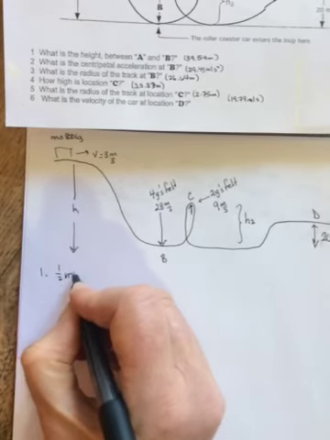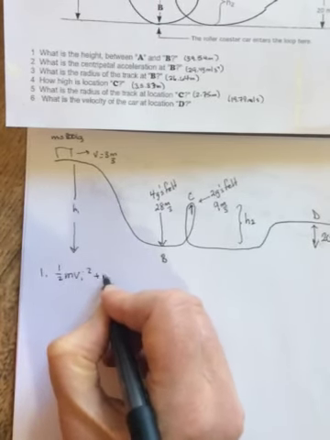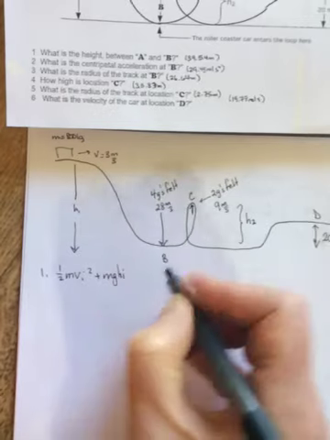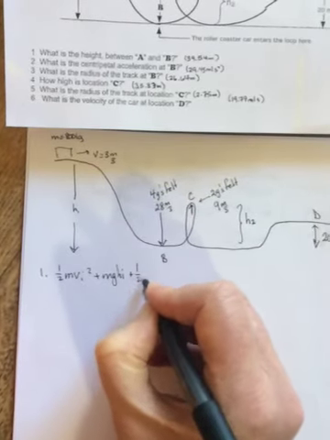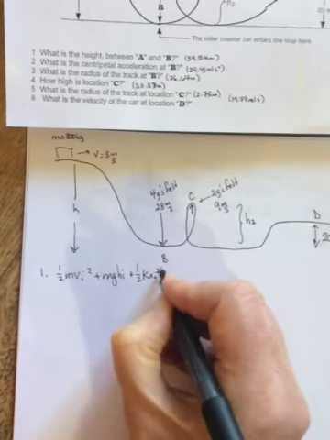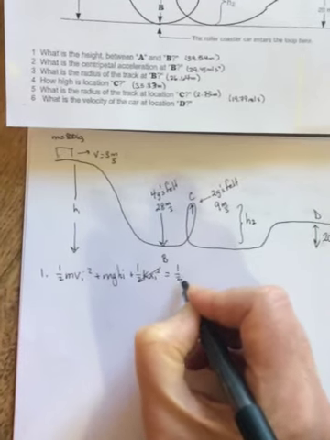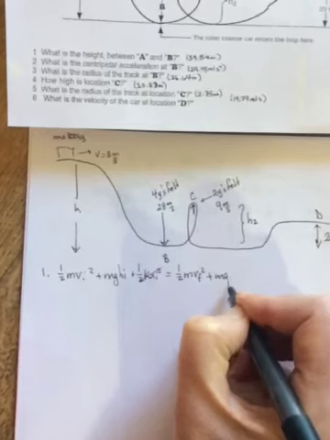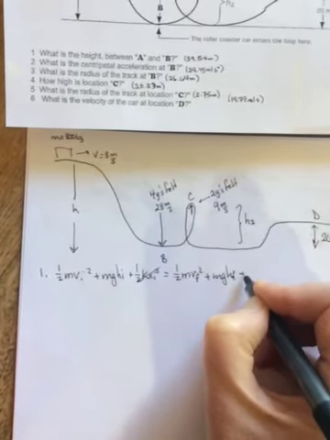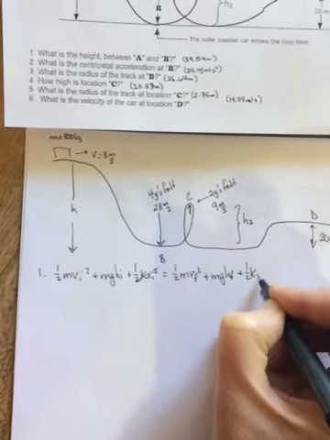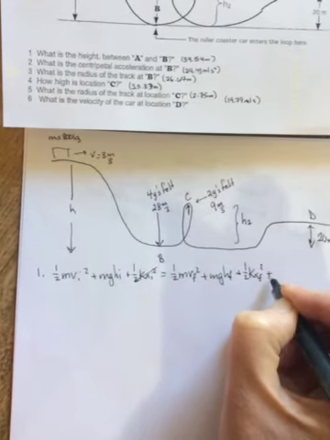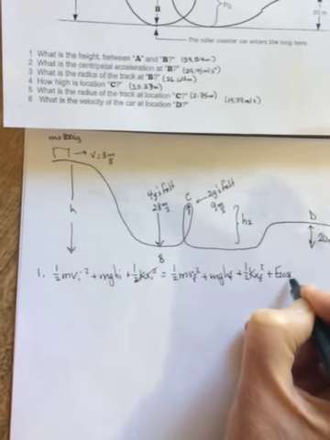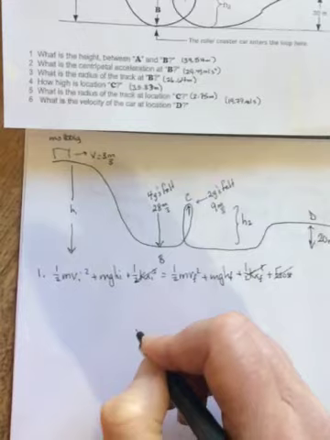So 1/2 mv initial squared plus mgh initial plus, of course, the spring, which doesn't exist in this question, equals 1/2 mv final squared plus mgh final plus 1/2 kx final squared plus E lost. And it says no friction right on it, so we know there's no E lost and there's no spring.